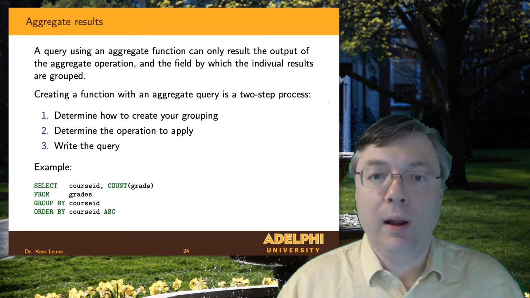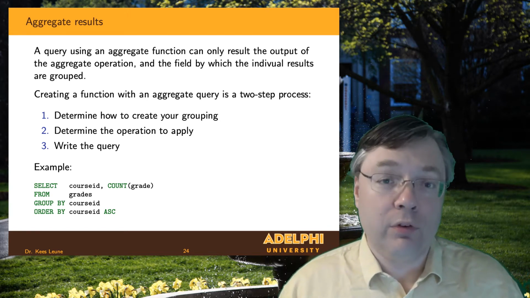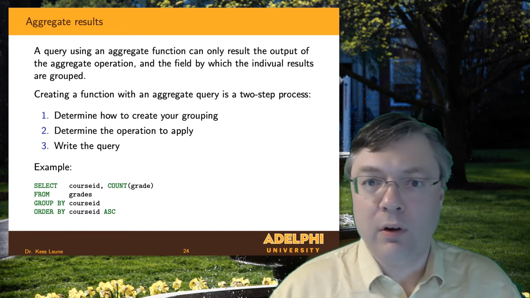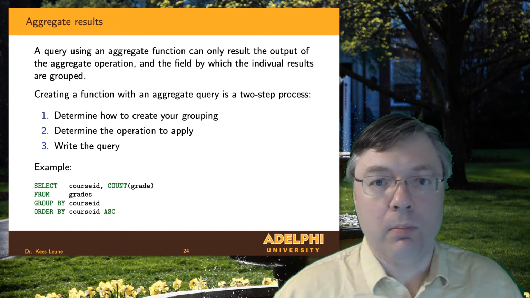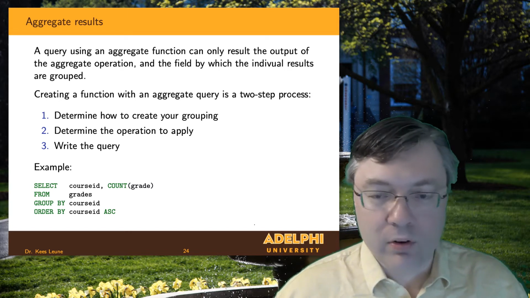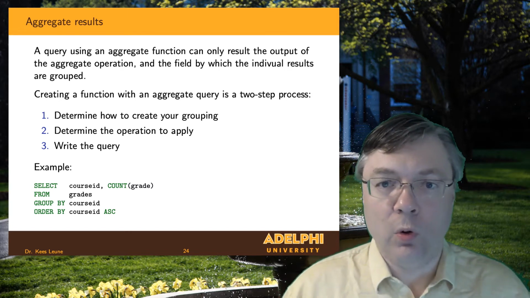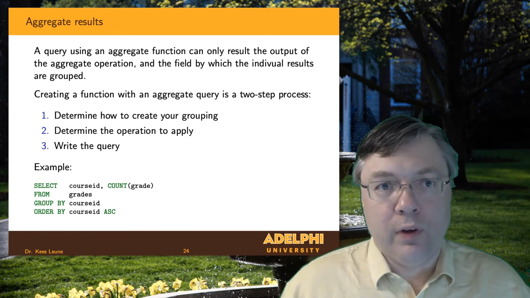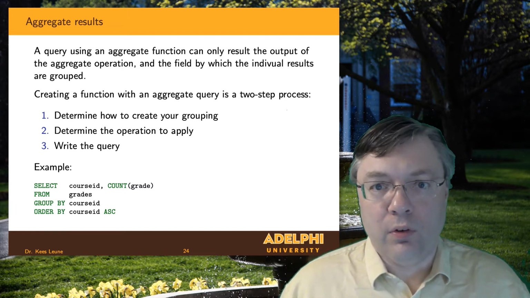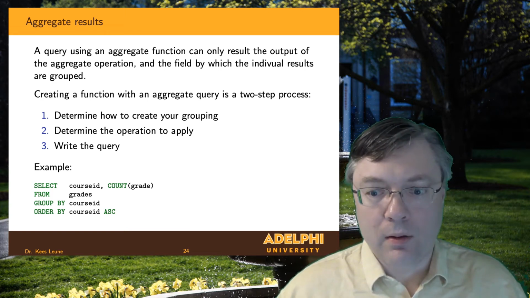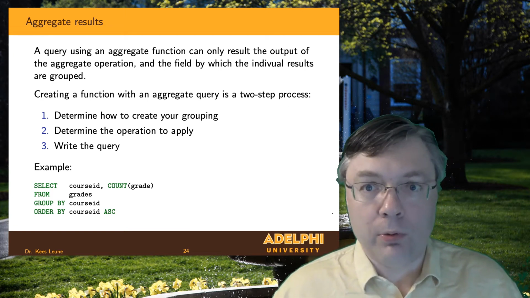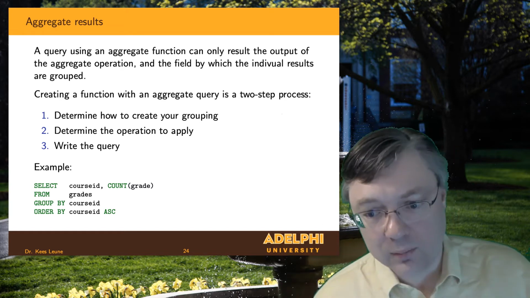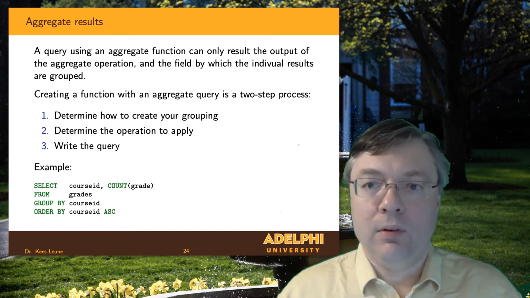So if we're going to create one of those aggregate functions, first of all, you have to recognize that you are. When you talk about functions like minimum, maximum, sum, average, standard deviation, those are almost always aggregate operations. The first thing then is to figure out how we need to group our fields. So determine your grouping. The second part is what operation do I need? And then the last one is how to write it in proper SQL syntax. The example is listed here.